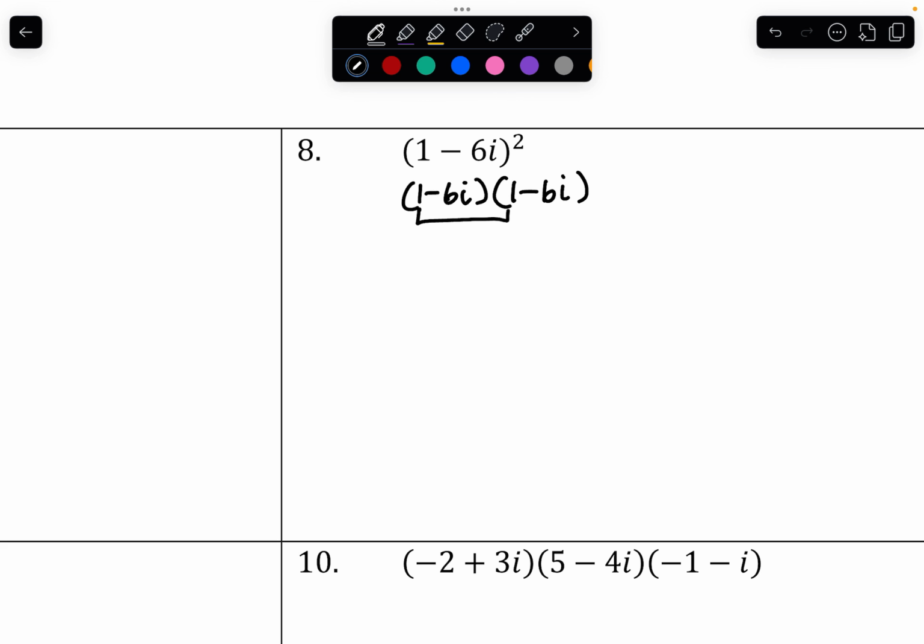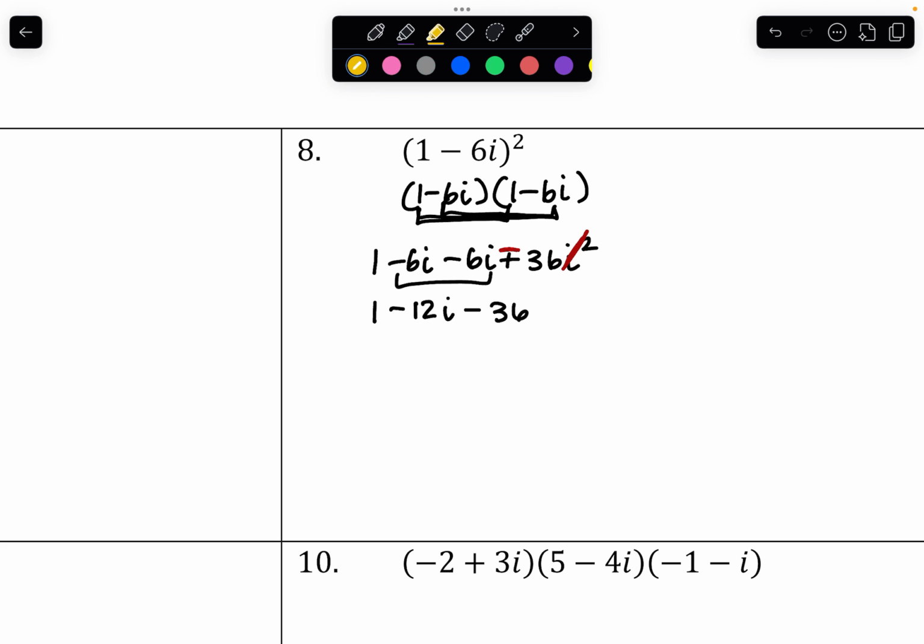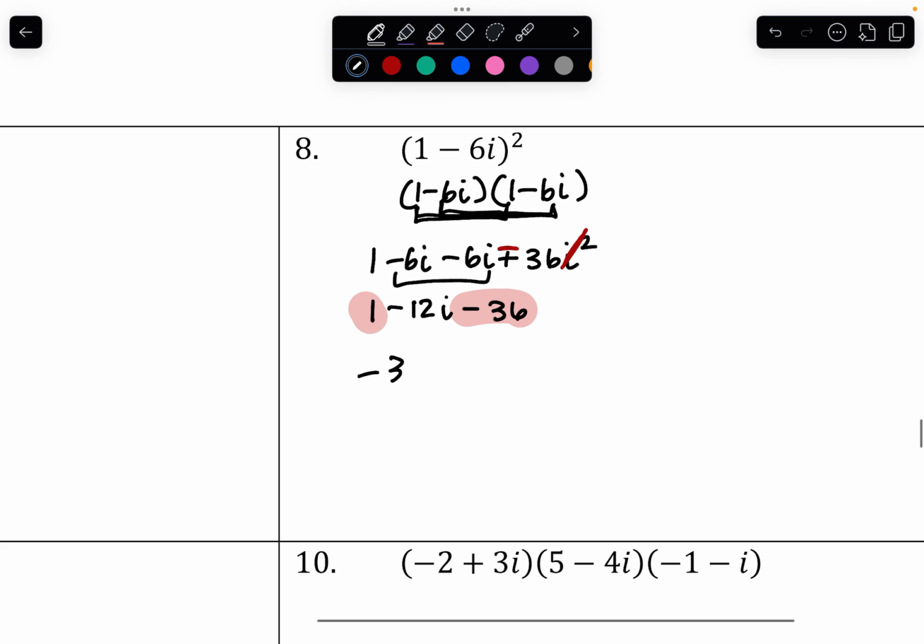And so we FOIL. First would be 1 times 1. Outside would be -6i. Inside would be -6i, and then last would be positive 36i squared. i squared is -1, so cross it off and change this sign. And so that gives me 1 minus 12i minus 36. Combining the 1 and the -36 would give me -35, and then we have minus 12i.